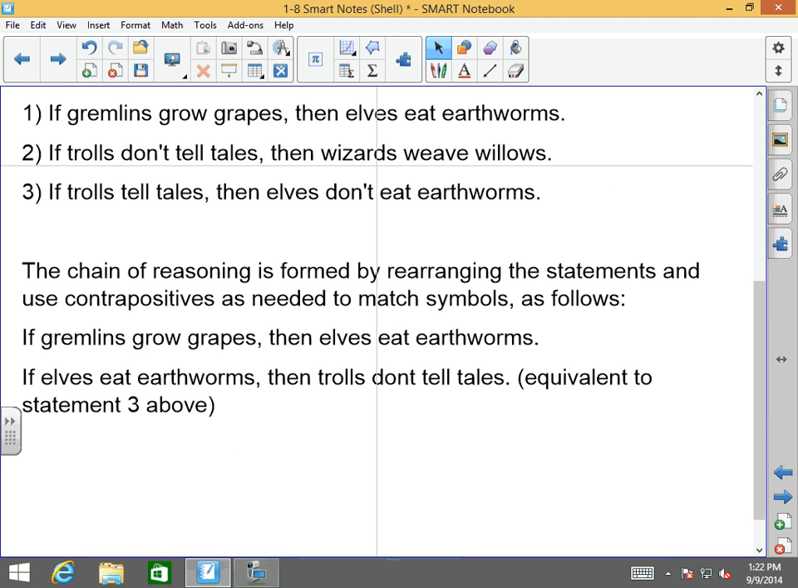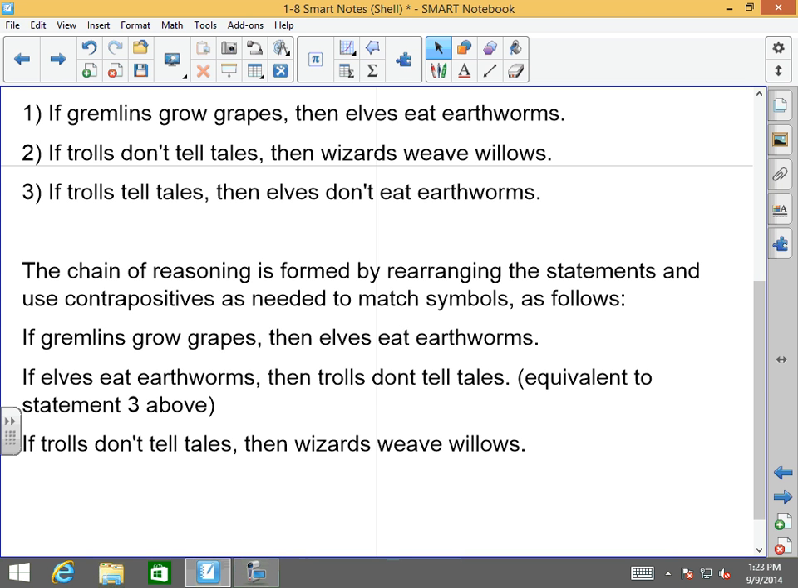If elves eat earthworms, what's next? That's the chain of reasoning. If elves eat earthworms, then trolls don't tell tales. That's equivalent to number 3 above. Now, what happens if trolls don't tell tales? Very good. If trolls don't tell tales, then wizards weave willows.